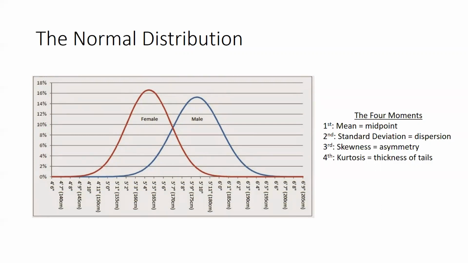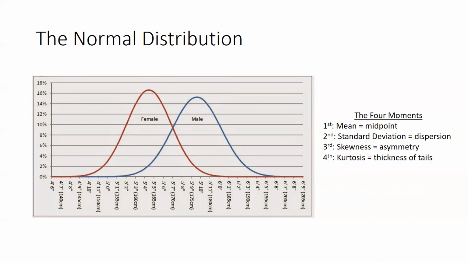The second moment, the second key statistic to help you understand the shape of a distribution is the standard deviation. The standard deviation, by definition, is the average dispersion of the distribution around the midpoint. That's the second moment, standard deviation, average dispersion around the midpoint. The third moment is skewness, asymmetry. Are there any unbalanced tails? I'm showing you normal distributions right now, so you're not going to see any weird asymmetry. But in other distributions, you'll see wild asymmetry.